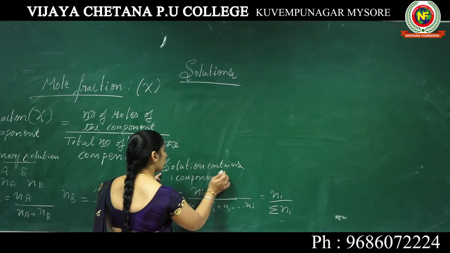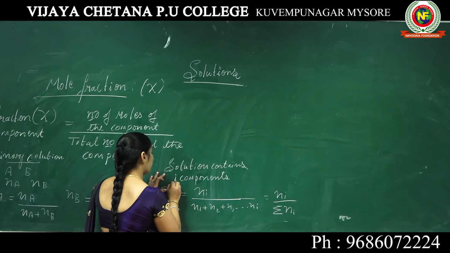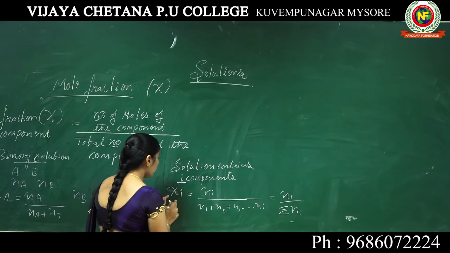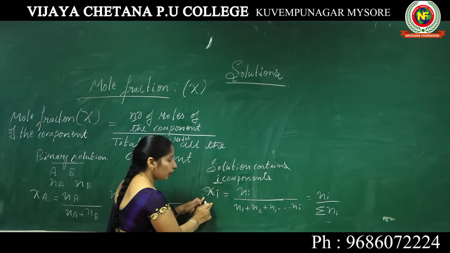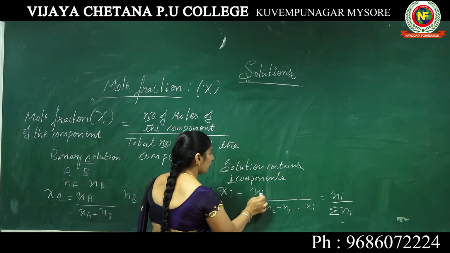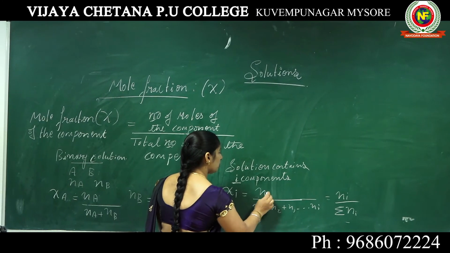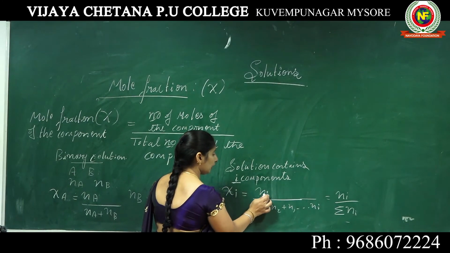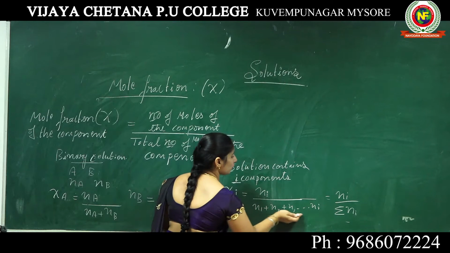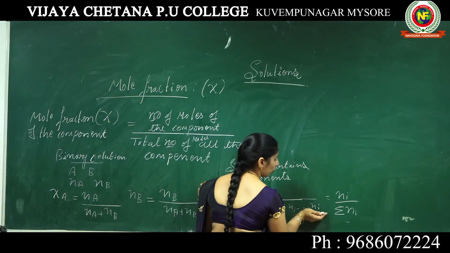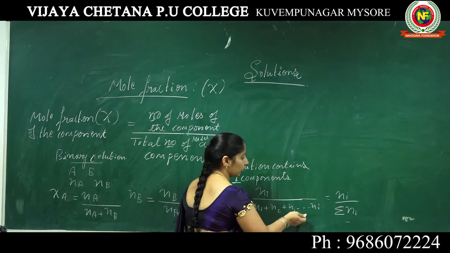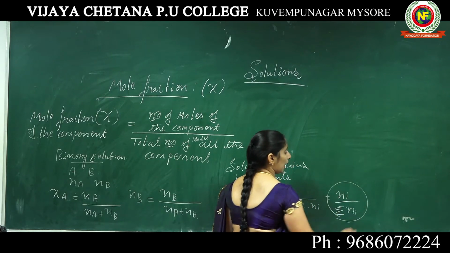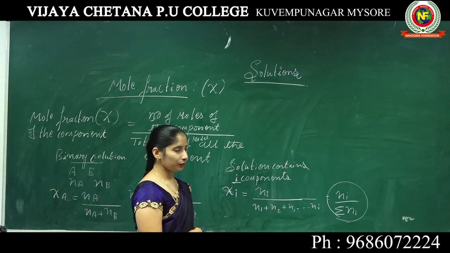So if the solution contains i components, the mole fraction of i is Ni, where N means number of moles and i means the i-th component. It consists of N1, N2 and so on. Hence we commonly represent it as Ni divided by sigma Ni. Got it?